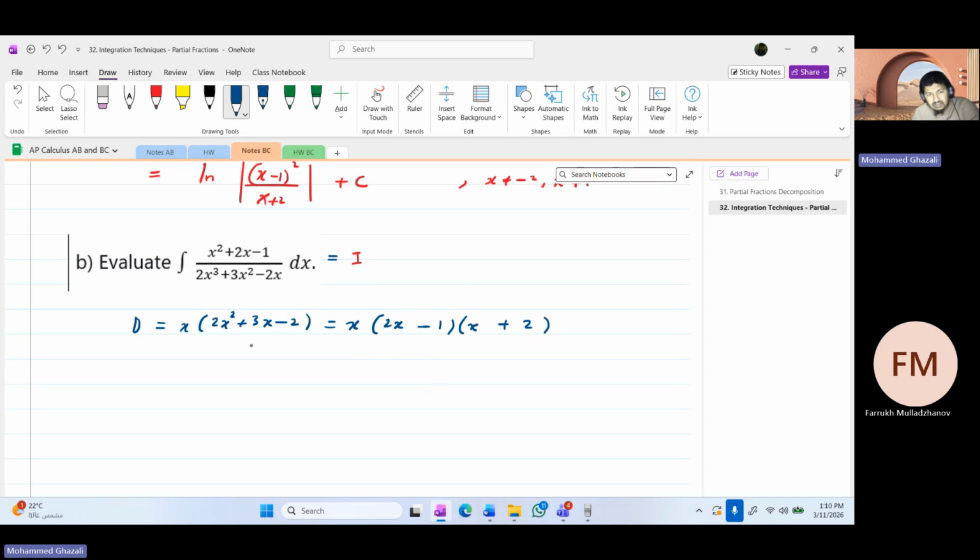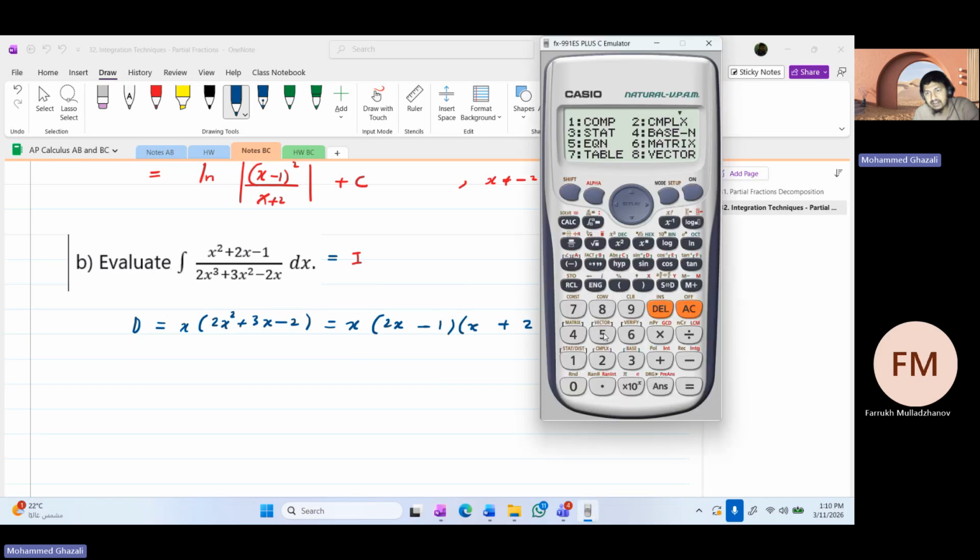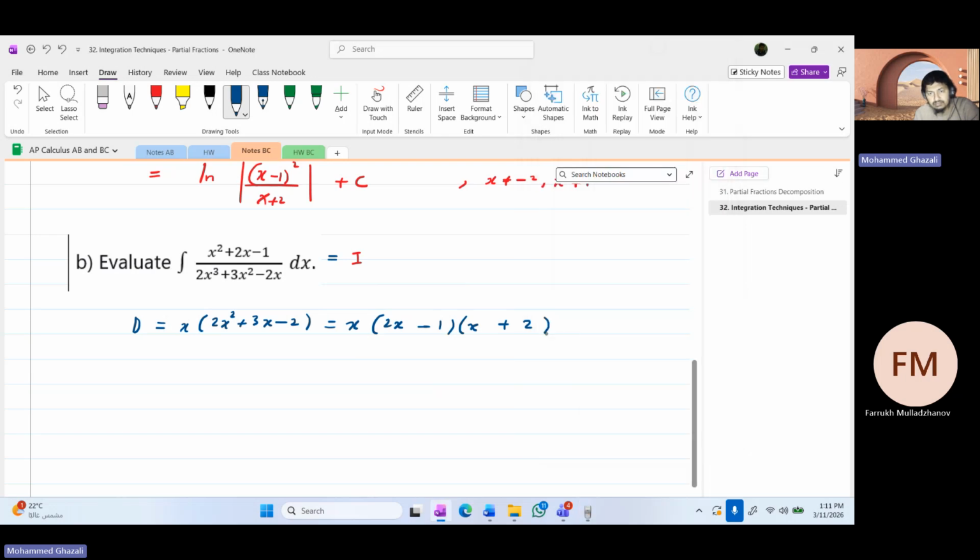You can use the calculator to factor this out, right? 2x squared plus 3x minus 2. If you go to mode 5, 3, put in 2, 3, and -2, you see you're getting a half. So the 2 goes there: 2x minus 1 and x plus 2. So great.